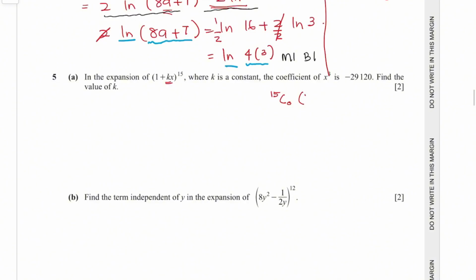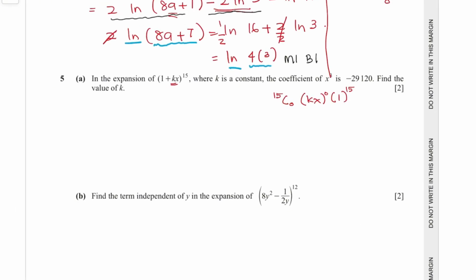Okay, the first term would be 15c0 with kx, power of 0, and then 1 to the power of 15. Okay, that's going to be a first term. Second term would be 15c1 kx to the power of 1, and then 1 to the power of 14. What you need to remember is your power would add up to 15, right? 1 and 14 is also 15.